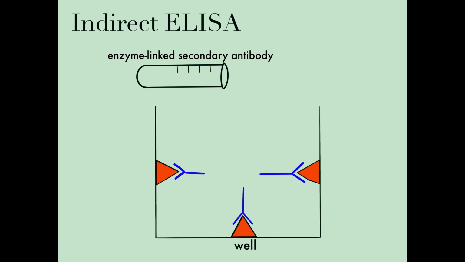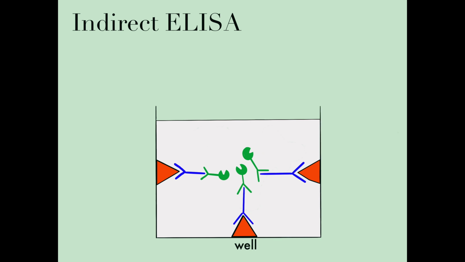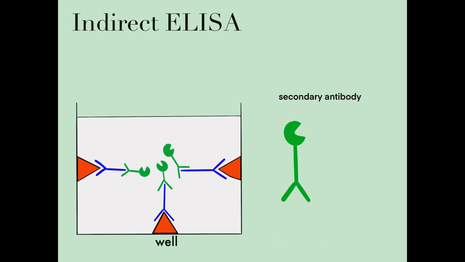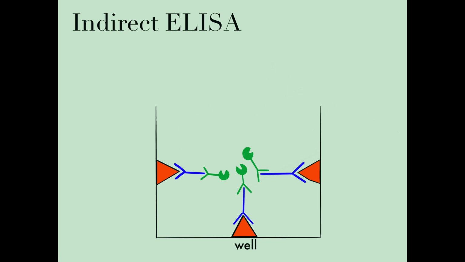Then, a secondary enzyme-linked antibody is added to the wells. These proteins first bind to sites on the primary antibody. This secondary antibody is covalently conjugated to an enzyme. The wells are then rinsed again to remove excess secondary enzyme-linked antibody.